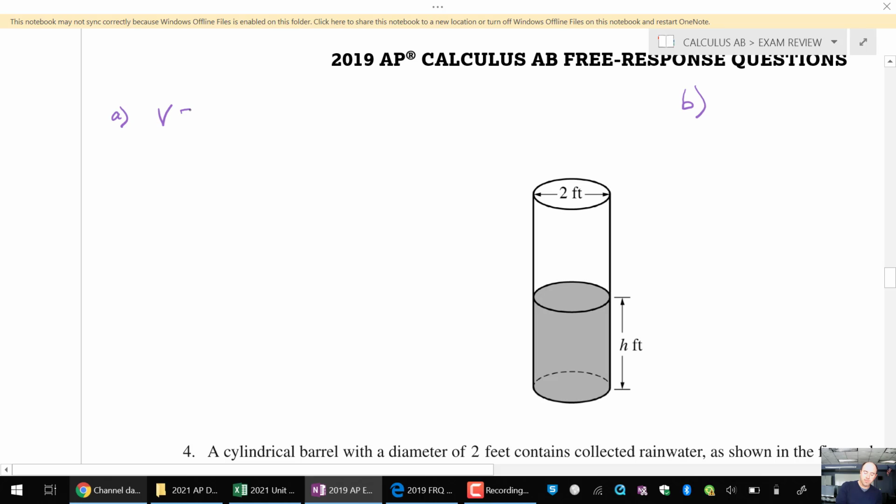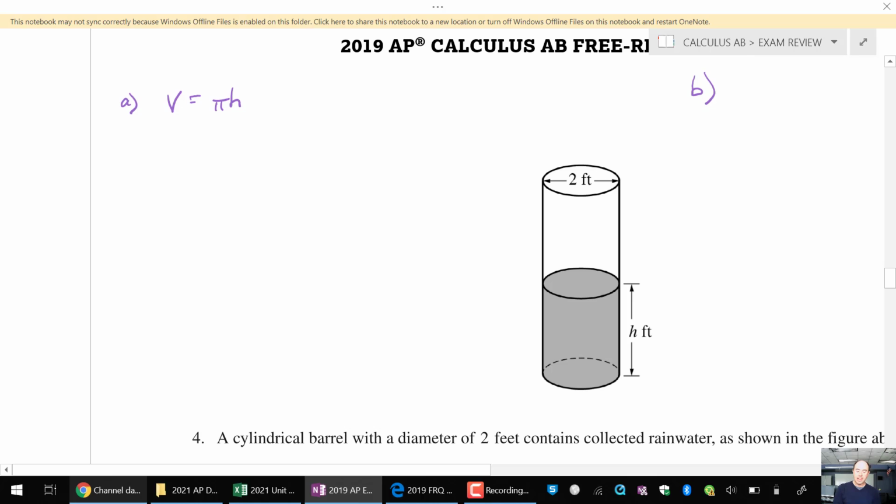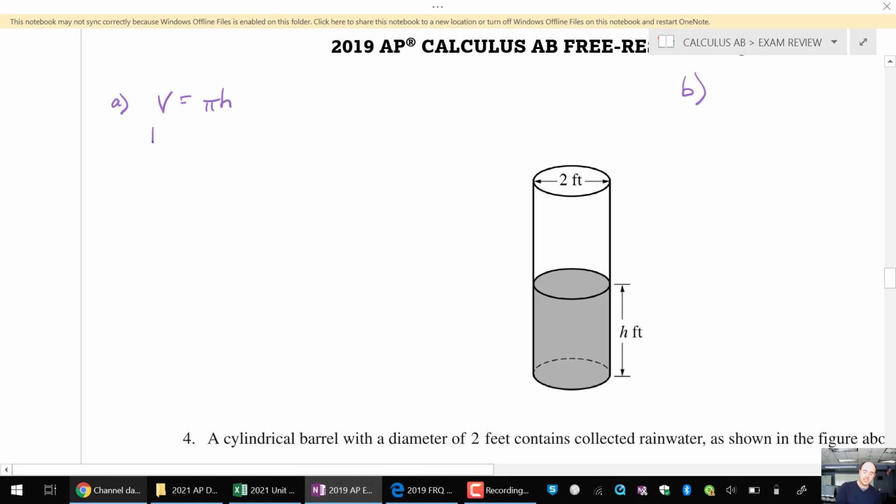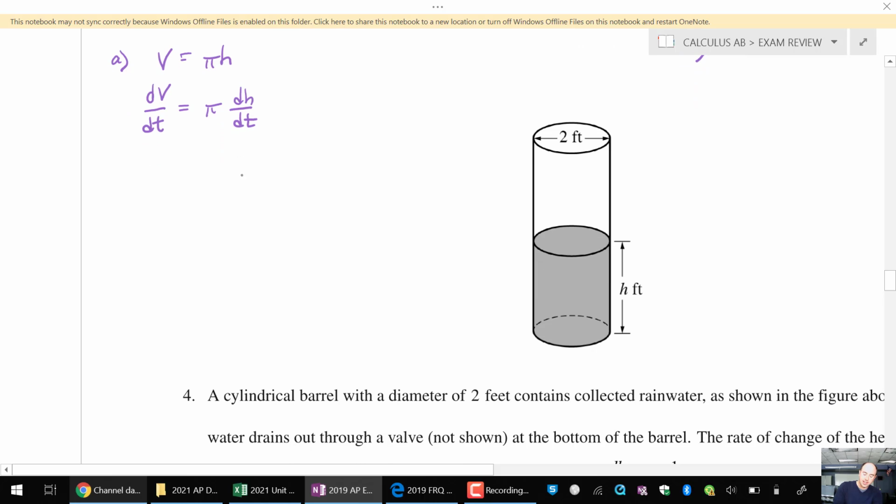If I know that volume equals pi times h, and again r is 1, so it's simply pi times h, let's take the derivative of both sides with respect to time. So dV/dt is equal to pi times dH/dt. This is implicit differentiation, but again with respect to time. And then it says when the height of the water is exactly 4 feet. So I'm just going to go on a little detour here to find out what dH/dt is equal to when the height of the water is 4.